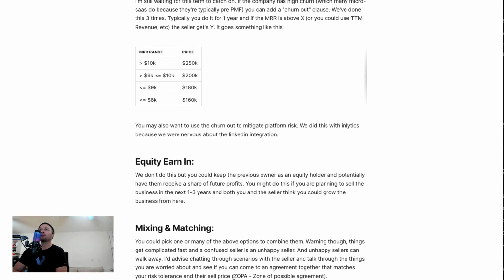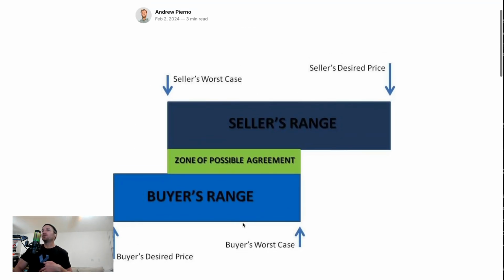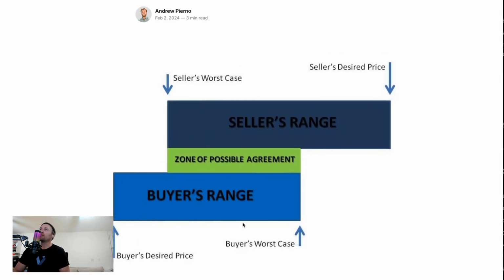Another fun concept from negotiation is zone of possible agreement. So the buyer's range obviously tends to be lower than the seller's range. The seller wants to sell for the highest amount. The buyer wants to buy it for the lowest amount. And that overlap, if there were two circles, a little Venn diagram, that overlap between those two circles would be the zone of possible agreement.